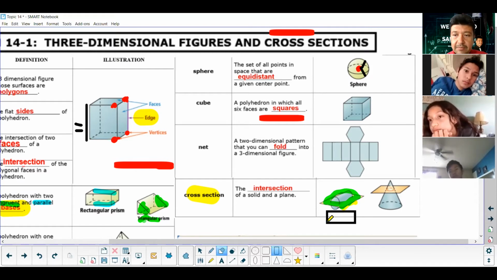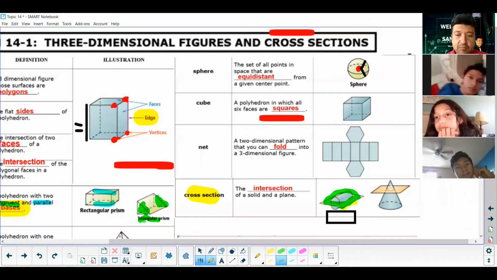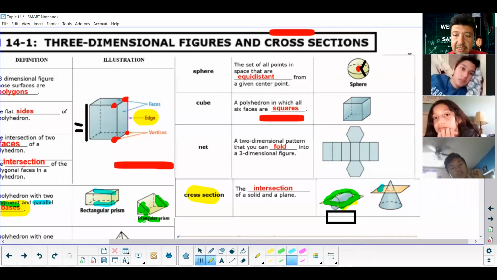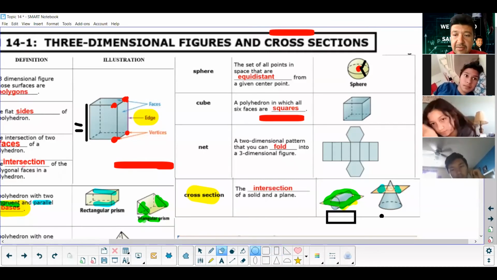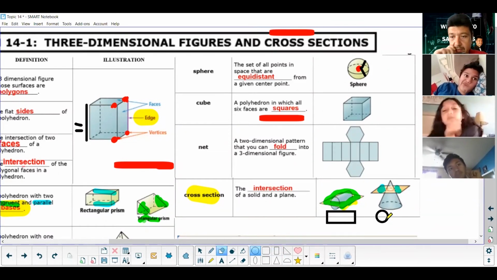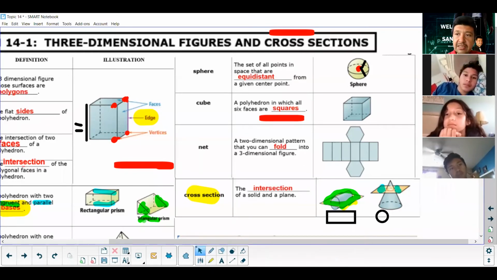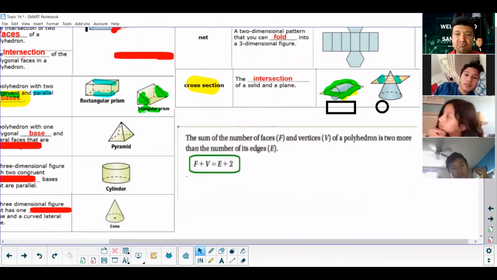Oh. Okay, so like you see this next one, let me highlight this one. This next one, this one cutting this cone. If you can notice, you see how it makes like a circle on this one? The cross section on this one is going to be a circle. Okay, so that's what a cross section is. All right, good. All right, now, Marcus, go ahead and I want you to read this definition right here.